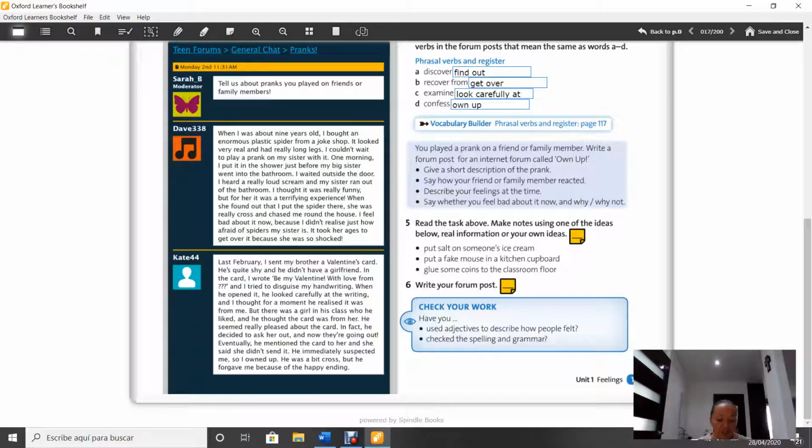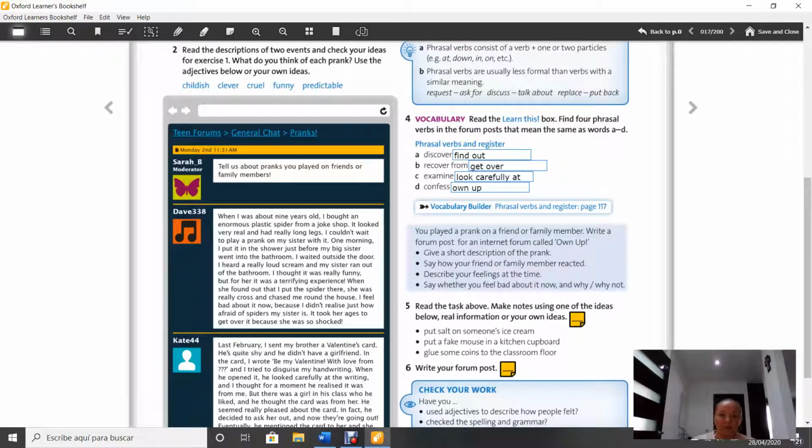Eventually, he mentioned the card to her, and she said she didn't send it. He immediately suspected me, so I owned up. He was a bit cross, but he forgave me because of the happy ending. Okay? So, I think for this experience, it has a happy ending. I think it wasn't funny, but maybe it sounds predictable, because he knows that his sister didn't write the letter. Okay, well, the girl in that case, so he knows that it was his sister.